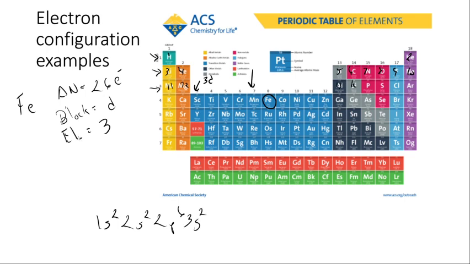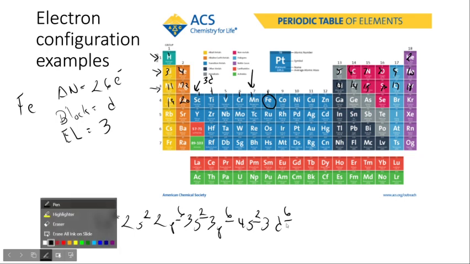Here, 13, 14, 15, 16, 17, 18. Right, in our 3p, we have another 6. We look here, 19, 20. So in 4s, we have 2. And then we count in 1, 2, 3, 4, 5, 6. So in 3d, there are 6 electrons. If we add these up, 2, 4, 10, 12, 18, 20, 26. Look at that, the right number. So that is how to do electron configurations.